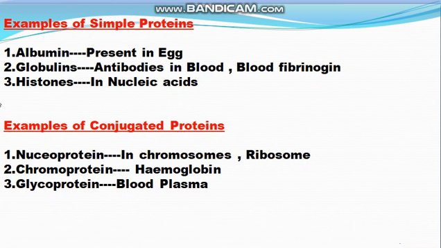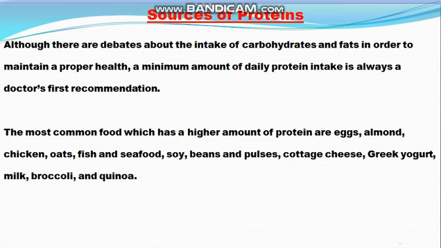Then conjugated proteins: nucleoprotein is present in chromosomes and ribosomes. Chromoprotein is present in the hemoglobin molecule. Glycoprotein is present in blood plasma. So these are the examples of the conjugated proteins: nucleoprotein, chromoprotein, and glycoprotein. So these are the examples of simple proteins as well as conjugated proteins.